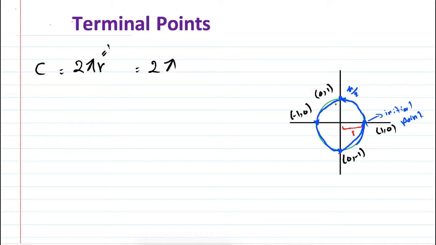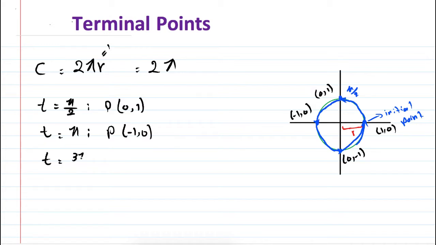And I'm going to denote the distance by t. So if I have a distance of pi over 2, I will have the terminal point 0 and 1. If I have t equal to pi, I have the point -1 and 0. If I have t equal to 3 pi over 2, I have P equal to 0 and -1. And if I have t equal to 2 pi, this is the same thing as t equaling 0.